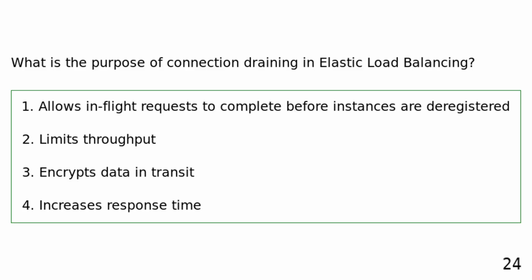What is the purpose of connection draining in elastic load balancing? Allows in-flight requests to complete before instances are deregistered. Limits throughput. Encrypts data in transit. Increases response time.